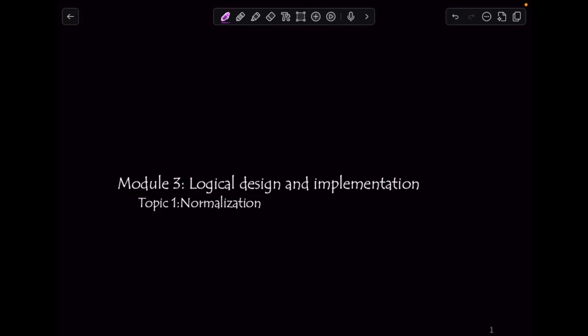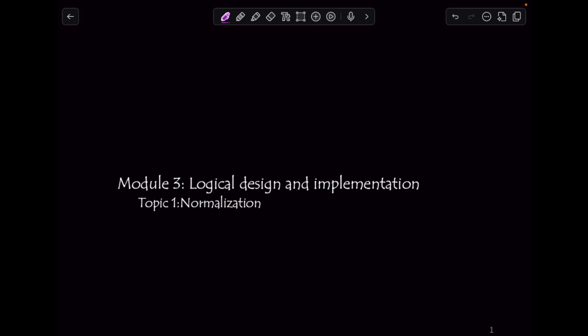Hi everyone, today we are going to study a new module, logical design and implementation. In the previous module, we spent a lot of time studying entity relationship diagramming, or conceptual modeling. Now it's time to convert this conceptual model, the ERD, into a logical model. A logical model is basically create table statements.